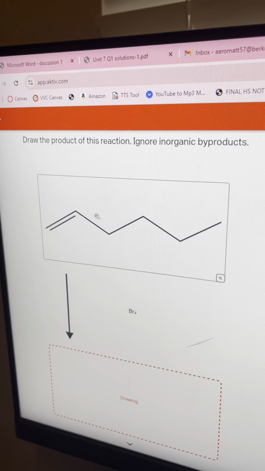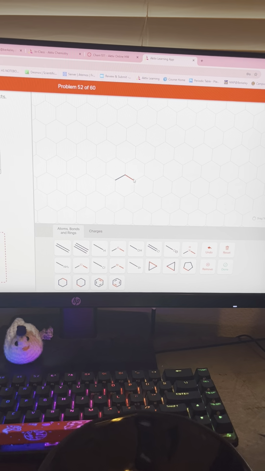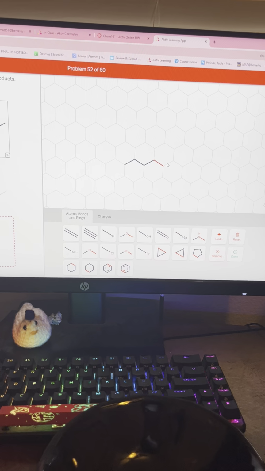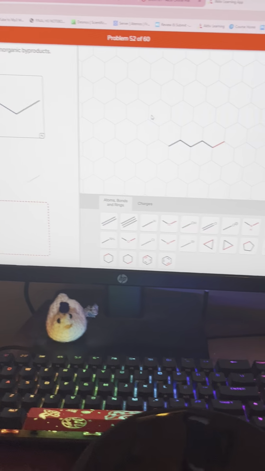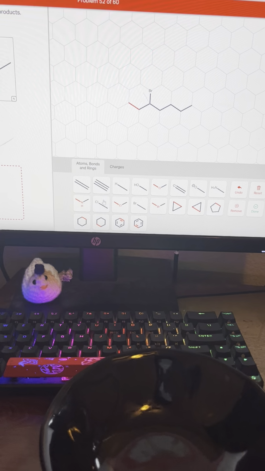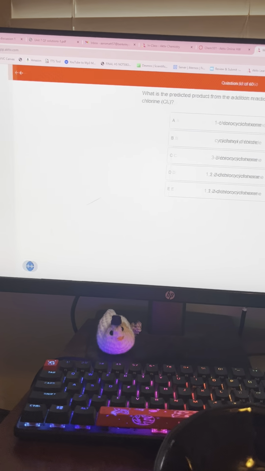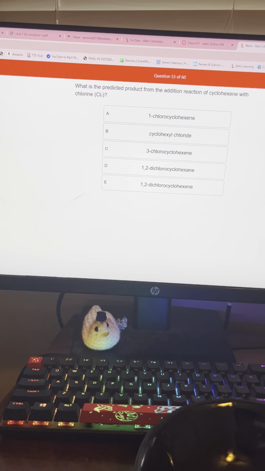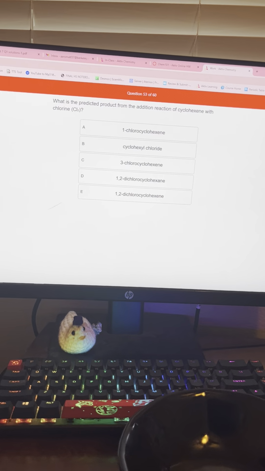So like 2 chlorines. So here, first redraw it without the double bond. So we have 1, 2, 3, 4, like that. And then where the double bond was, the bond is right there. We add a bromine, remember? And then another bromine, like that. Okay, cool. And this one, we're doing an addition reaction.